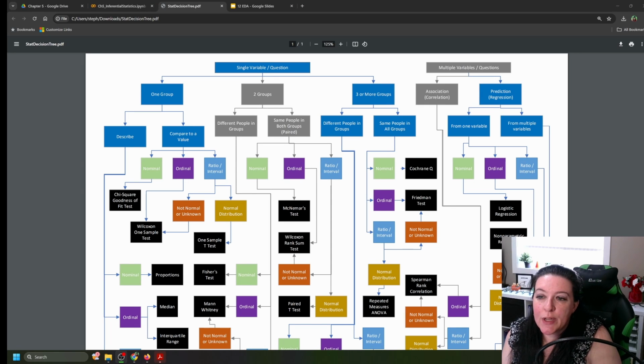So we are continuing to look at inferential statistics and what tests are appropriate when and what they tell us. In our last video, we compared to a value. We looked at nominal, ordinal, interval, and ratio data when we're comparing to a set number. We did our one sample t-test to see if the average number of years that people have been at the business was 5.